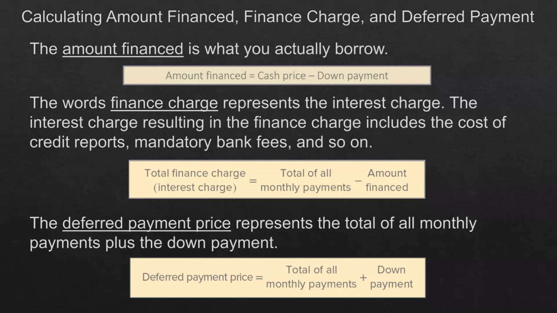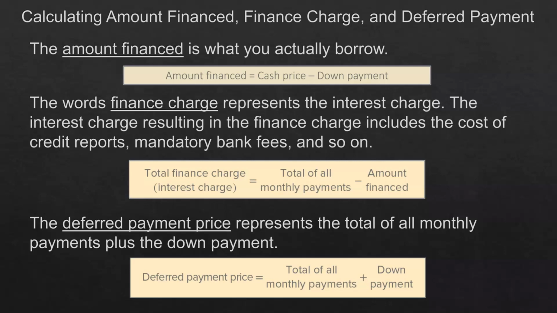So the amount financed is what you actually borrow, so how much money you borrow, and that's going to be the cash price minus a down payment if you pay a down payment. Sometimes you will, sometimes you don't. It just kind of depends on the situation.